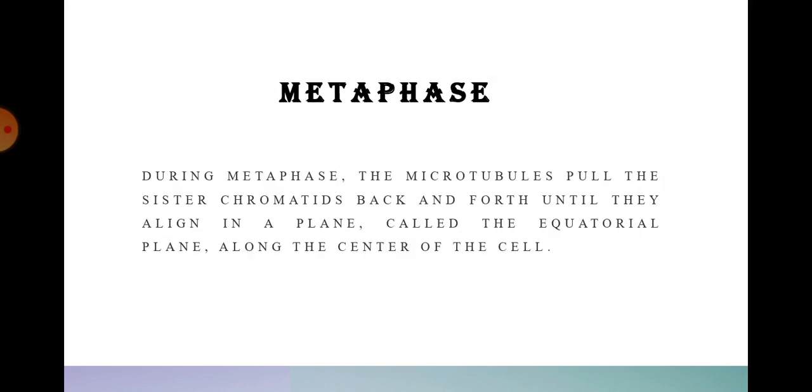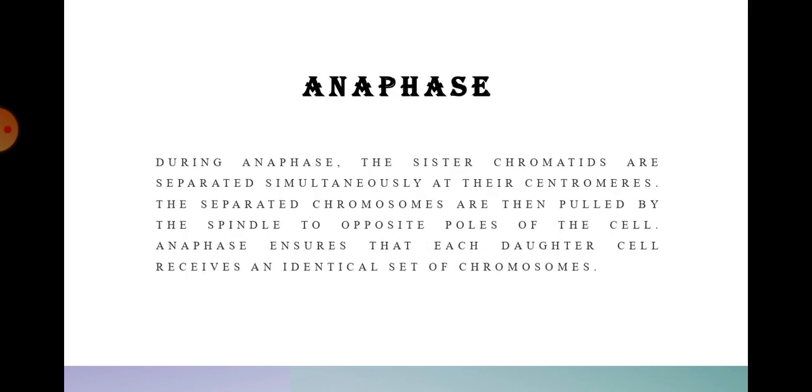The next is metaphase. During metaphase, the microtubules pull the sister chromatids back and forth until they align in a plane, called the equatorial plane, along the center of the cell. Metaphase is a stage of mitosis in the eukaryotic cell cycle in which chromosomes are at their second most condensed and coiled stage.